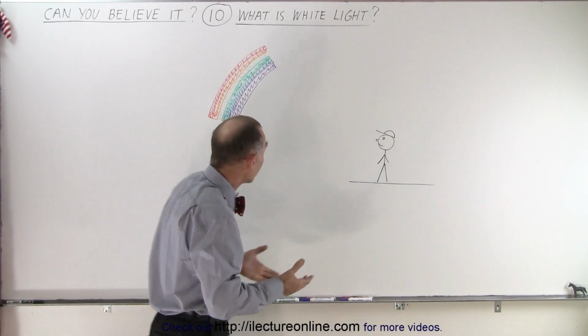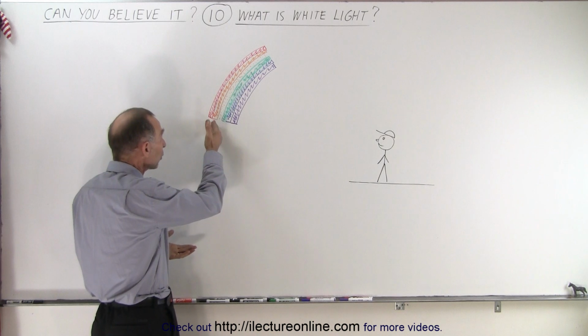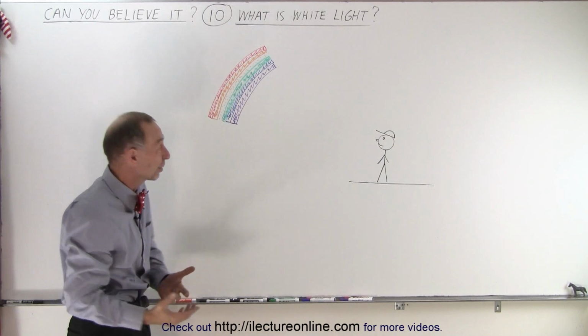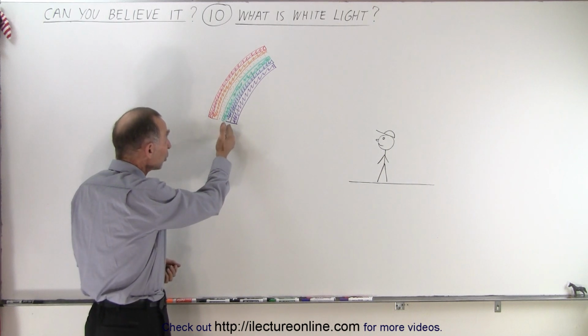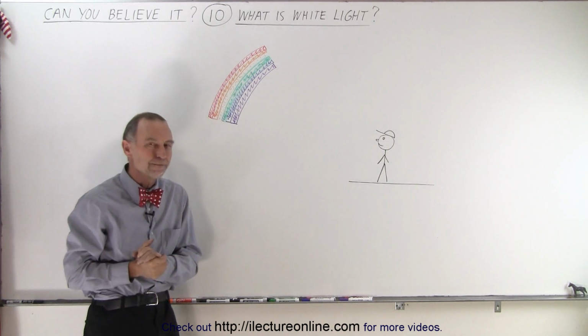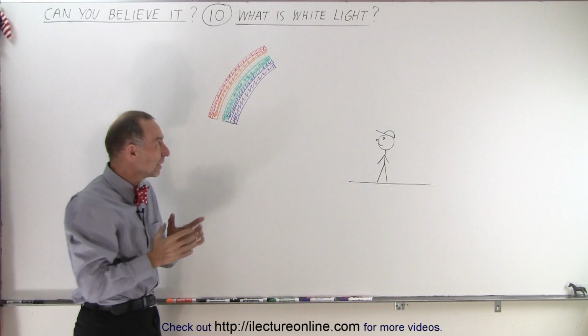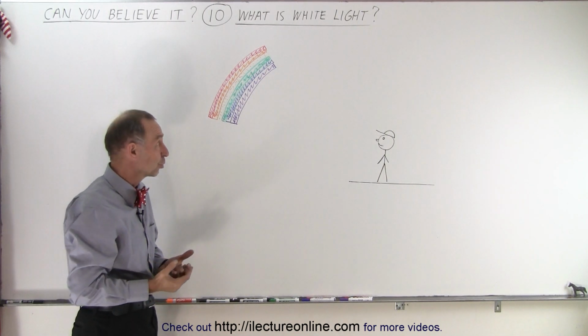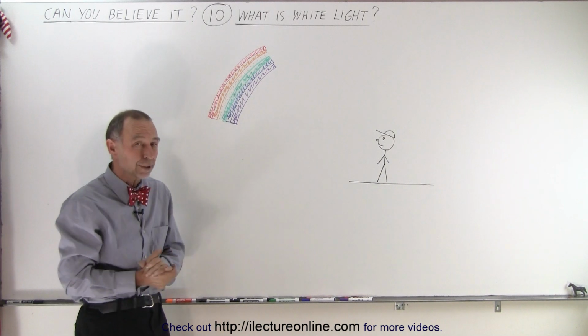Let's take a look at a rainbow. Here we have red, orange, yellow. I don't have a yellow color, so I got the little orange dots in there to represent yellow color. Green, blue, and violet. But together, they actually form white light if you look at the light together. So the question is, how does that work?